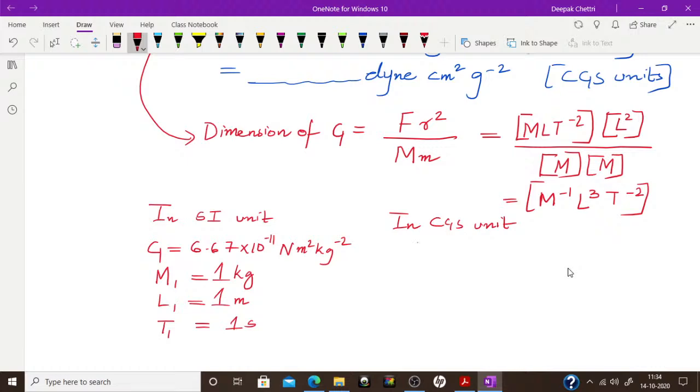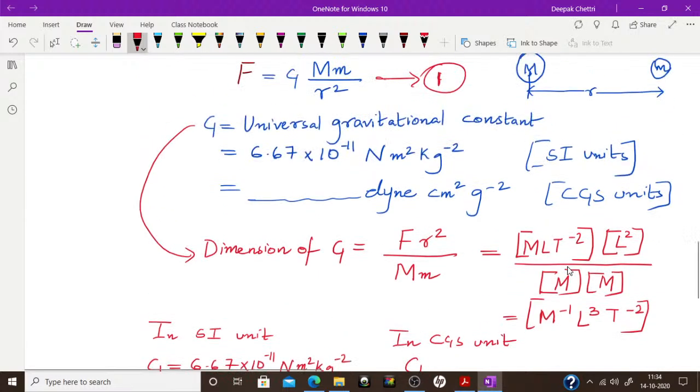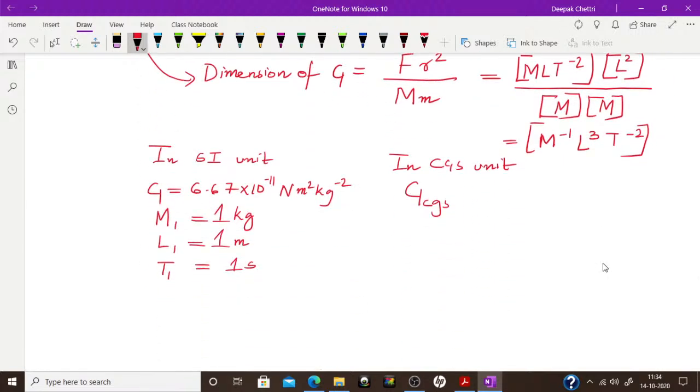So next, for CGS, we want to find this value. This is your value in SI. We want to find the value in CGS, so G CGS. We don't know this, we need to find this. So again, we'll write M2, L2, T2 for CGS. What is the smallest value? CGS means centimeter gram second. So mass will be in gram, length will be in centimeter, and time will be again in seconds only.